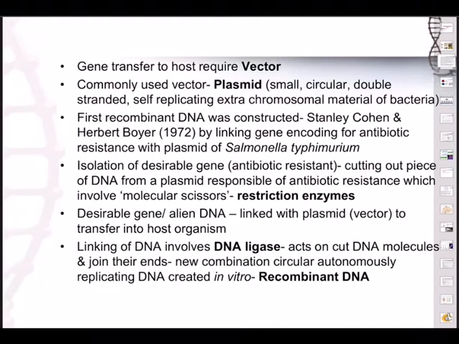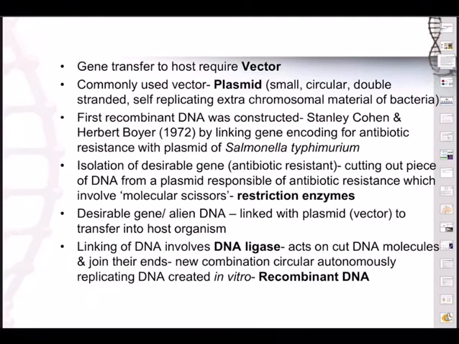So, what is a plasmid? Plasmid is a small, circular, double-stranded, self-replicating, extra-chromosomal DNA. So, that is plasmid. First recombinant DNA was constructed thanks to two great scientists, Stanley Cohen and Herbert Boyer in 1972, by linking gene encoding for antibiotic resistance with the plasmid of Salmonella typhi. So, what a great experiment, and this has given rise to a new branch of biology called biotechnology, and biotechnology is going to rule the world in future.